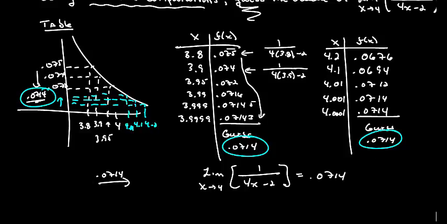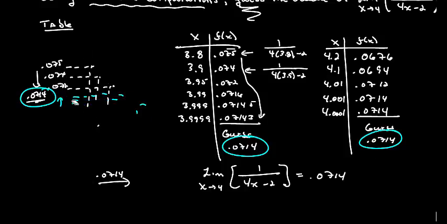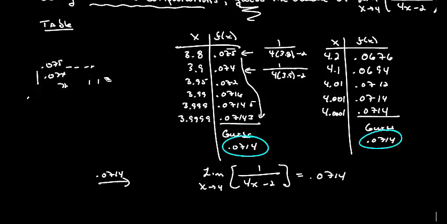So for example, let's erase all this. If I was doing the table of values and this side came out to be 0.0714 and this side came out to be 2.36, okay, then if these guys don't agree, then there is no limit. We say that the limit does not exist, instead of writing a value down.